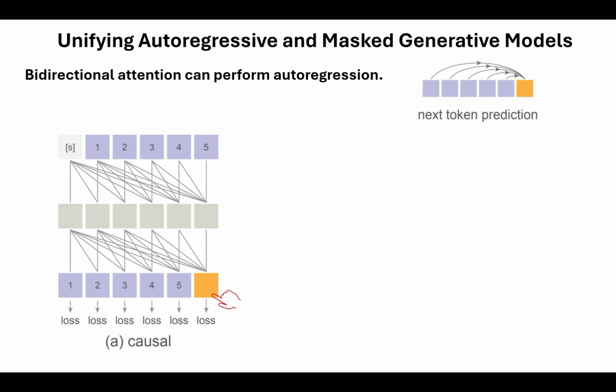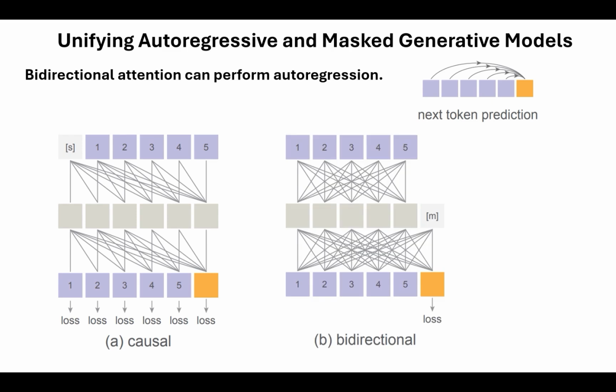But this paper says we don't really have a constraint to do the autoregression using causal attention, and instead we can use bidirectional attention, which is very similar to the masked autoencoder approach that I also have a video about.